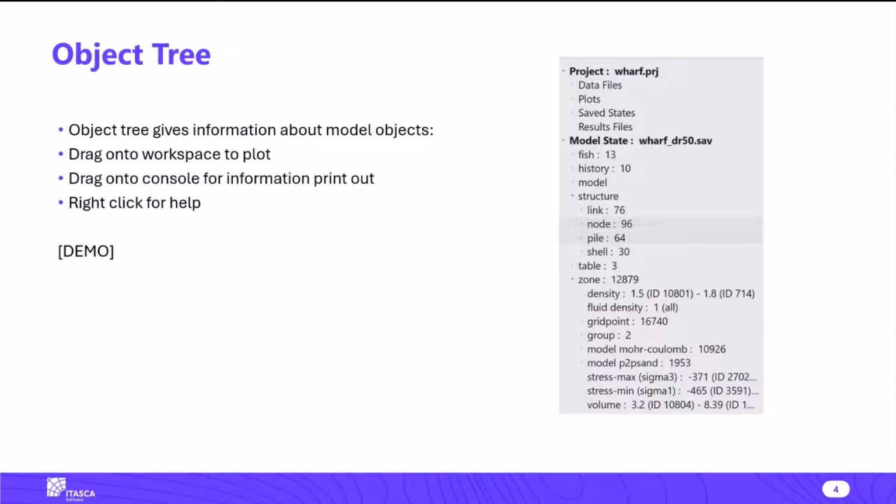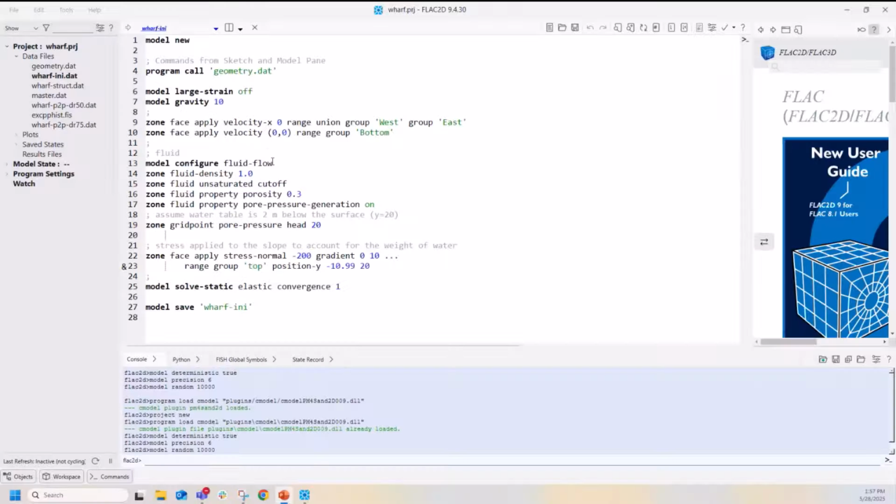Okay, so the first thing is the object tree. This is a way to give you visibility into the things that are in your model. You can see what's in there, you can look at the values, you can query them, and you can do other things with all of the items that are in your model. And so rather than me just describing it here, I will demonstrate in the software. Okay, so this is FLAC2D.